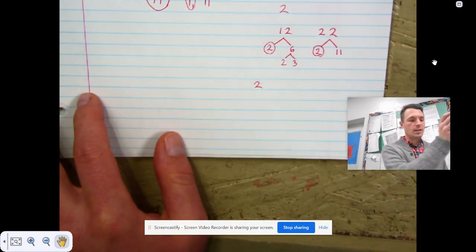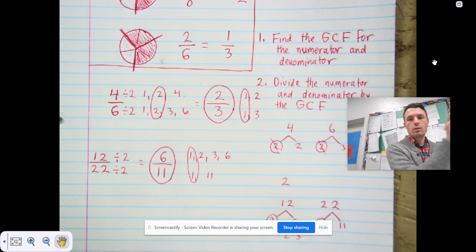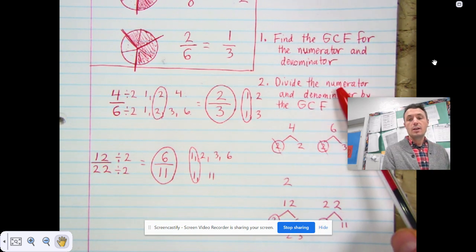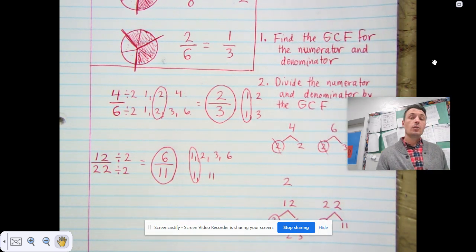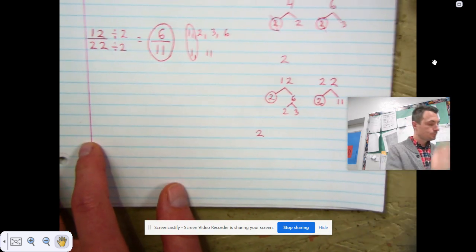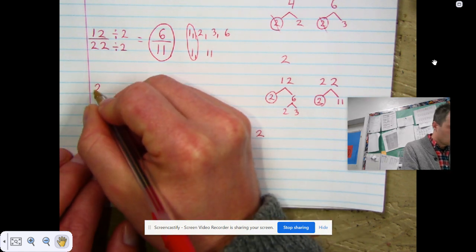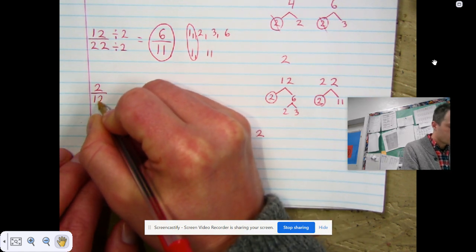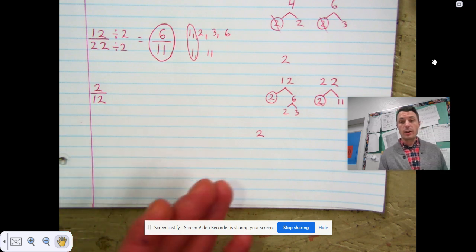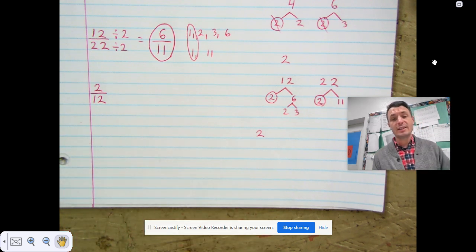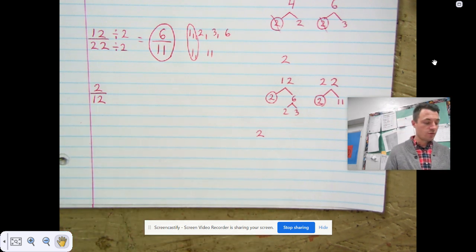And you can't see these steps anymore, the 2 steps, because I have to scroll down, but hopefully you wrote them down in your own math notebook so you can see them there. Okay, let's do another one. Let's do 2/12. So step 1 is find the GCF, or the greatest common factor.